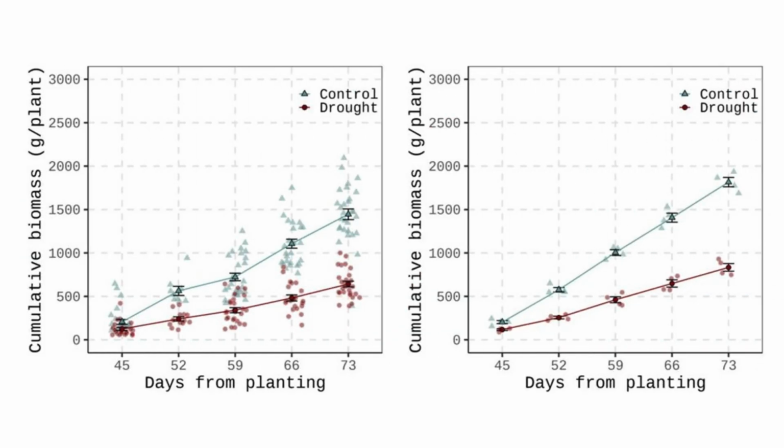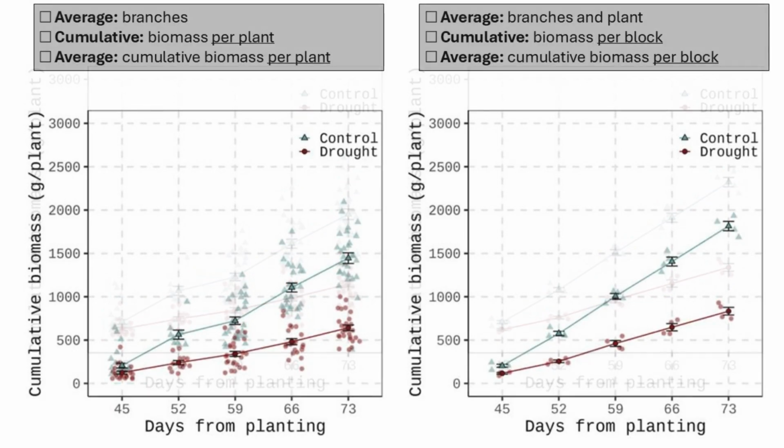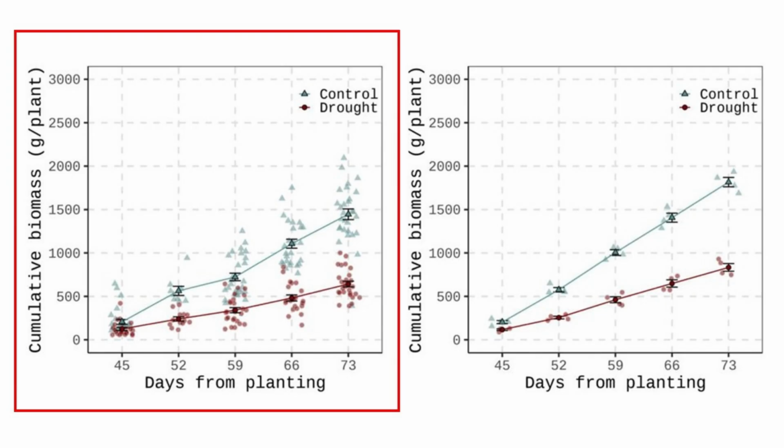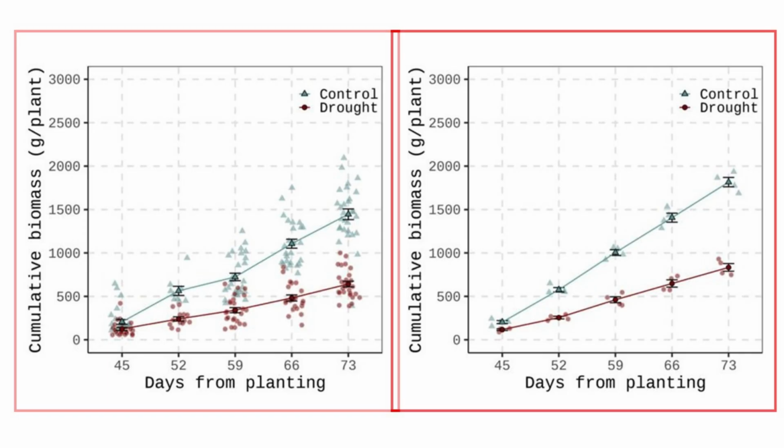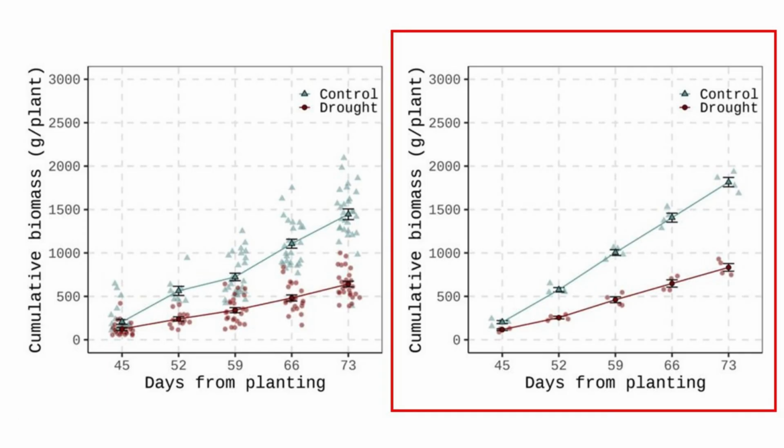The left figure shows the average number of branches and cumulative biomass over time by days, while the right figure shows the average number of plants and cumulative biomass. When averaging by branches, the cumulative biomass was calculated for each plant within blocks for each treatment. When averaging by plants, the cumulative biomass was calculated for each block within each treatment. By grouping, the data pattern is slightly different.